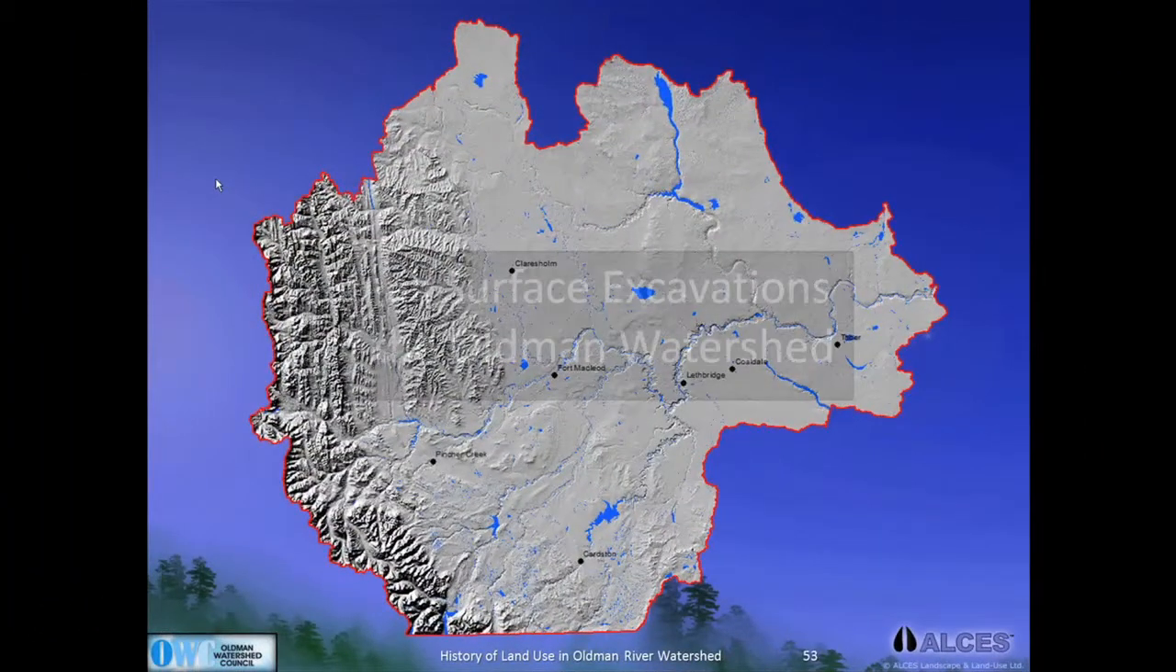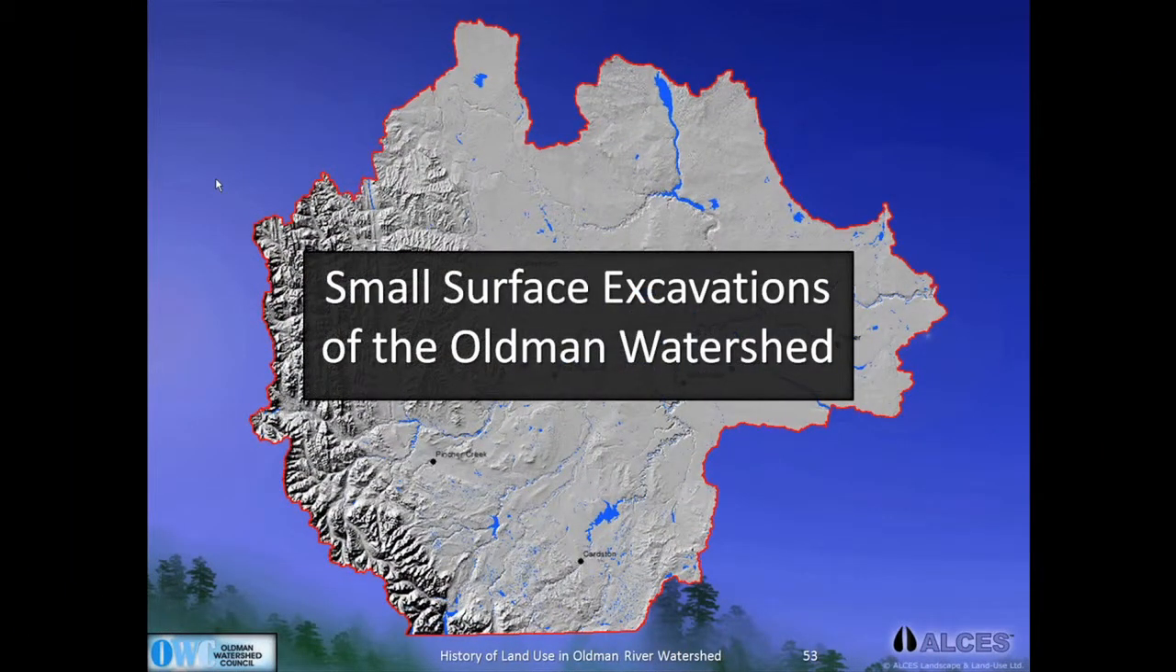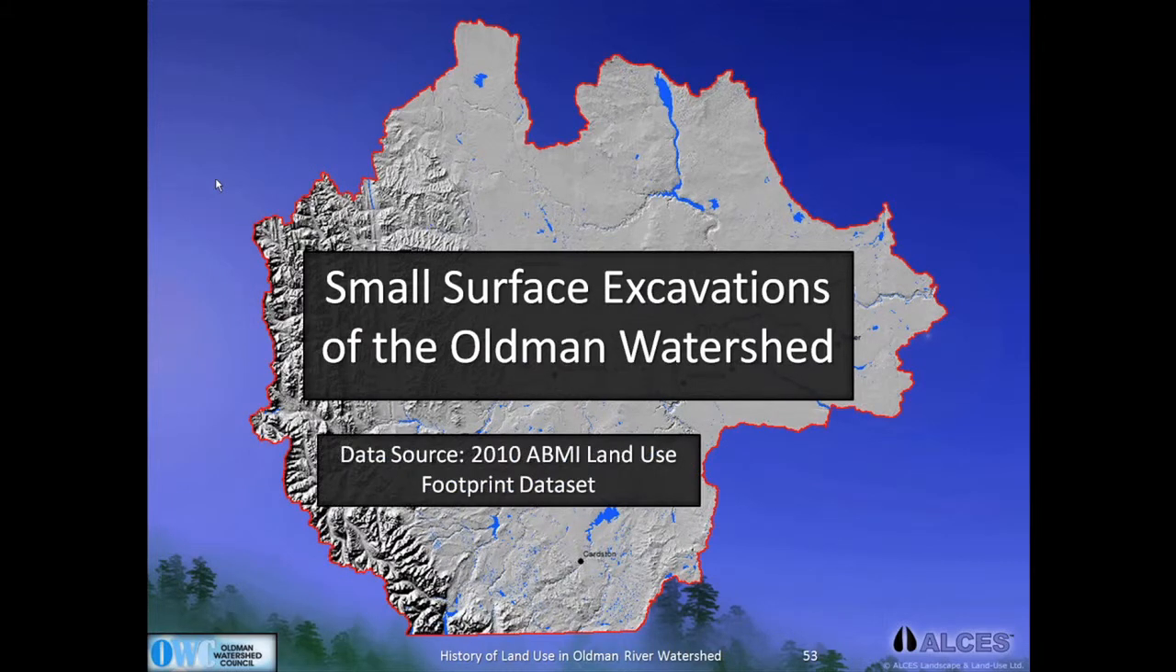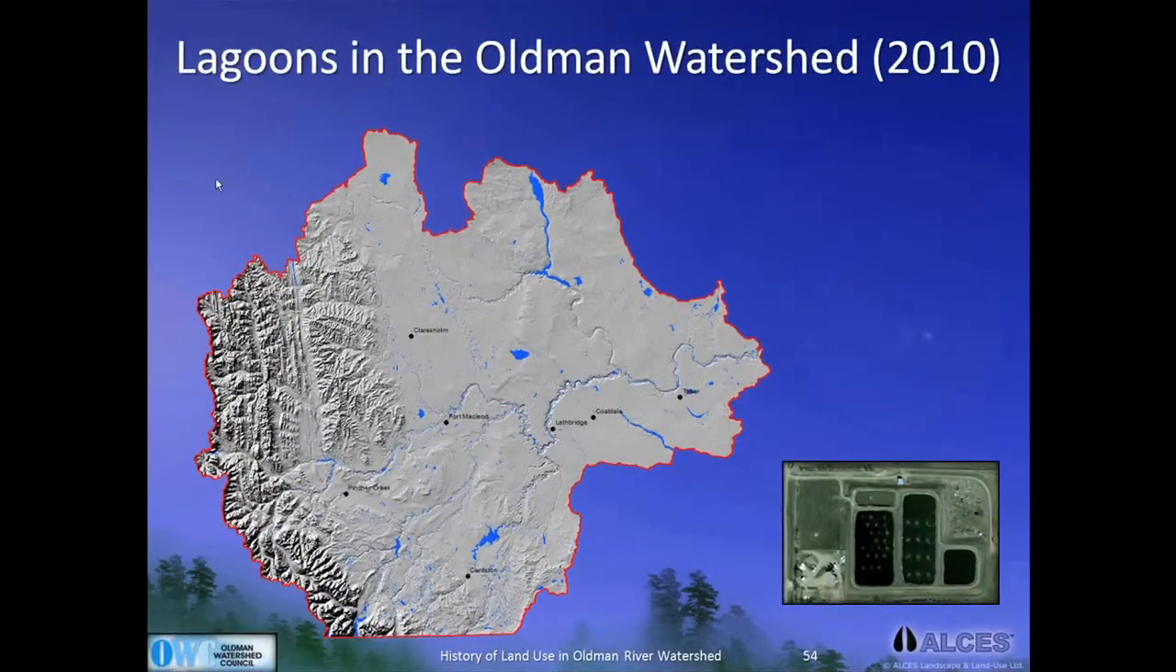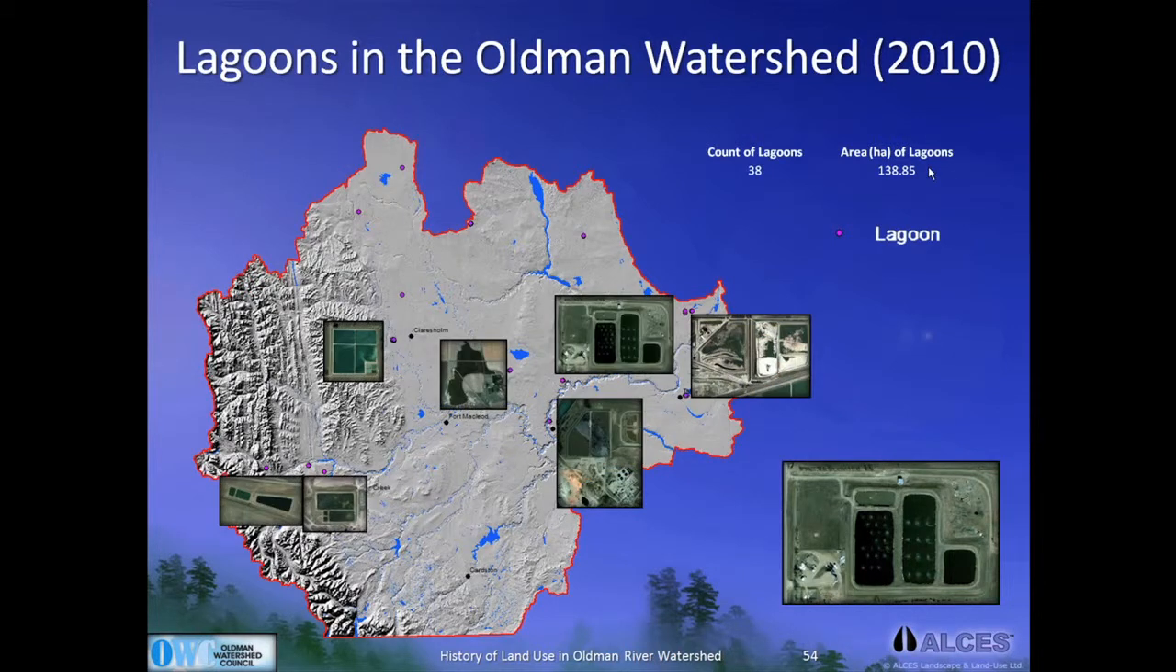Now, some recently available data from the Alberta Biomonitoring Institute in terms of small surface excavations provided us the very first insight as to the amount and distribution of these small surface excavations. So let's start by looking at lagoons, and here you get to see as the orange dots where they're found. In the basin itself, it suggests there are 38 lagoons occupying a total of about 140 hectares, and there you get to see their distribution. And just by looking at Google imagery, it's possible to zoom in and see some of these features. So that's what they actually look like when you zoom in.